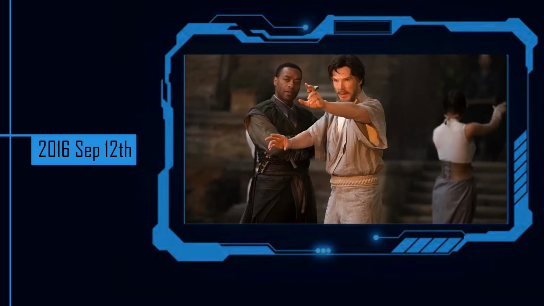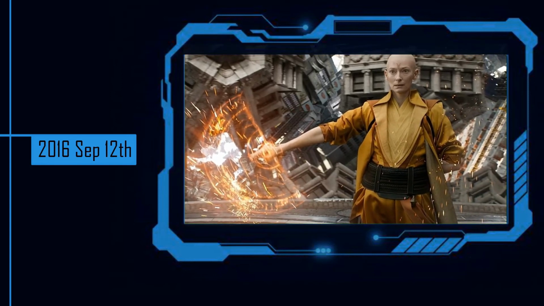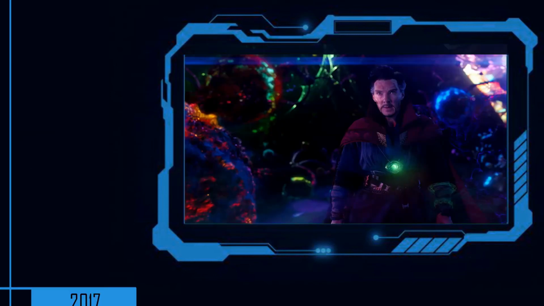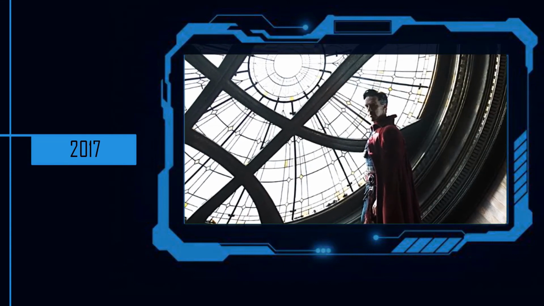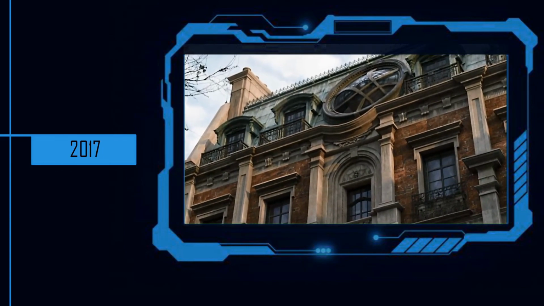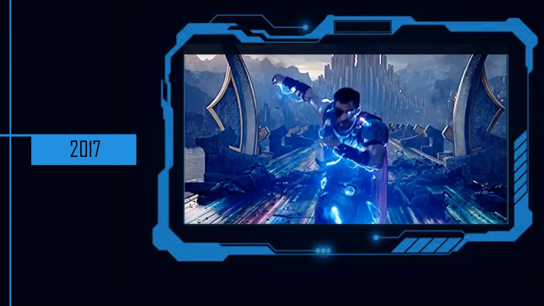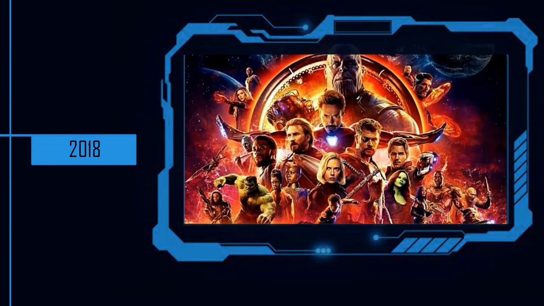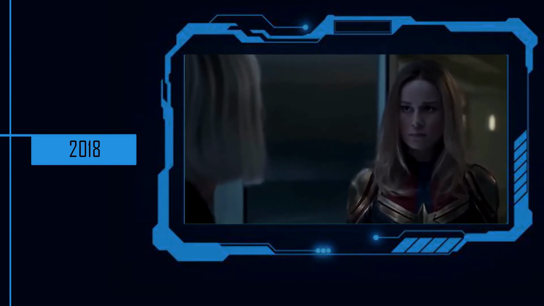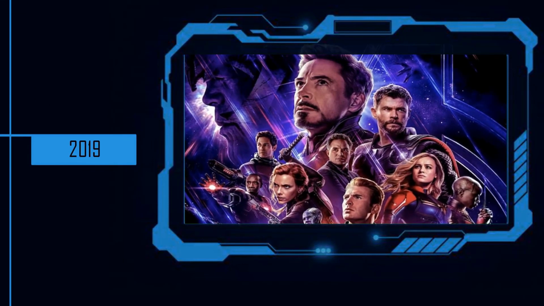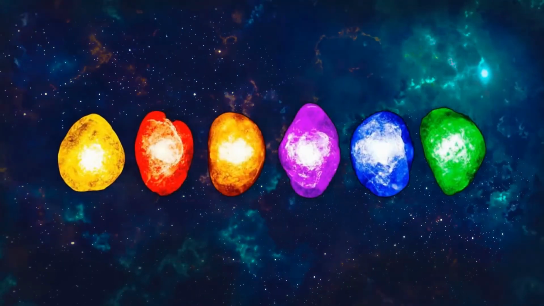2016, September 12th. Stephen Strange is admitted into Kamar-Taj, where he meets Karl Mordo and the Ancient One, and begins his training in the mystical arts. 2017, Doctor Strange defeats Dormammu and takes up his role as protector of the Sanctum Sanctorum in New York. 2017, Ragnarok. 2018, Infinity War. 2018, Captain Marvel comes back and suddenly arrives in the room asking, "Where's Fury?" 2019, Endgame.